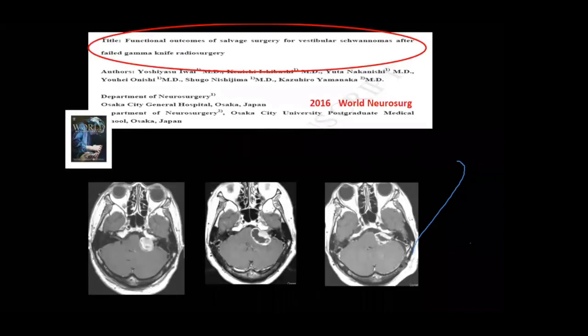Again, the same principle is said again in the paper published 2016 in the World of Neurosurgery: Functional outcome of salvage surgery for vestibular schwannomas after failed gamma radiosurgery. So people wake up to this fact. I'm challenging you to stop using gamma knife in this very indiscriminate way, just because the surgeon does not know how to do surgery, because he's mediocre or he's a novice.